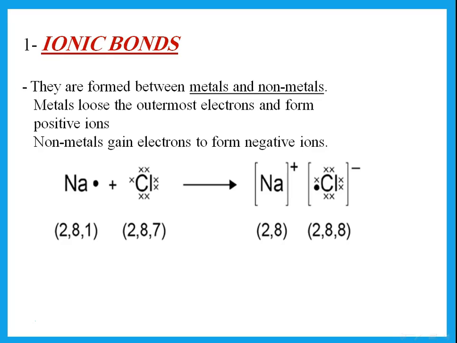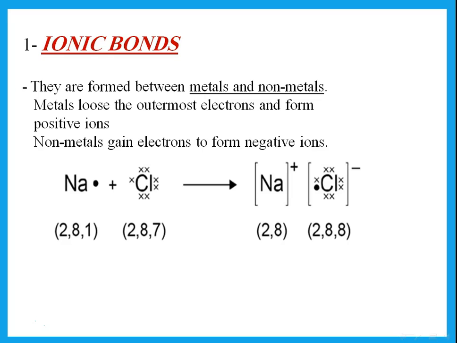You should realize that a metal is something that has 1 or 2 or 3 electrons in its outer shell. So the metals are ones in group 1, group 2, or group 3. So they have 1, 2, or 3 electrons in outer shell. Non-metals are in groups 4, 5, 6, and 7. They have 4 electrons in outer shell, 5 electrons in outer shell, 6 electrons, or 7 electrons in outer shell.